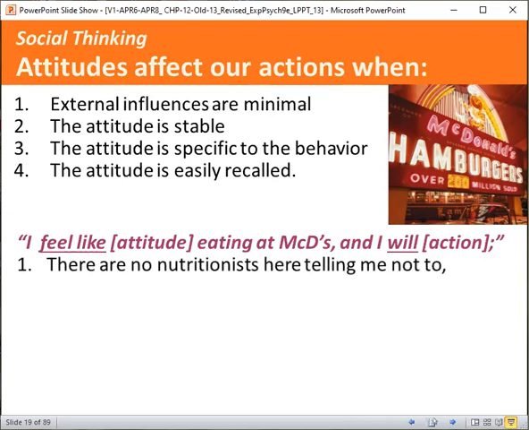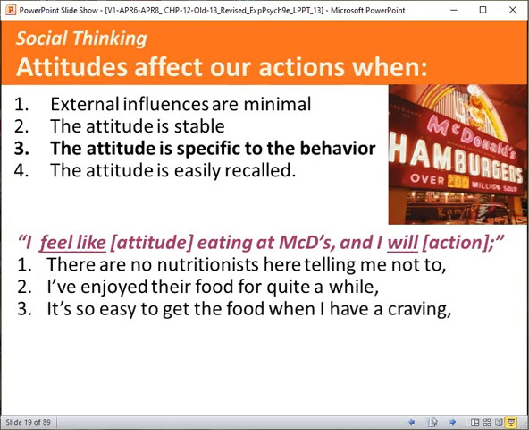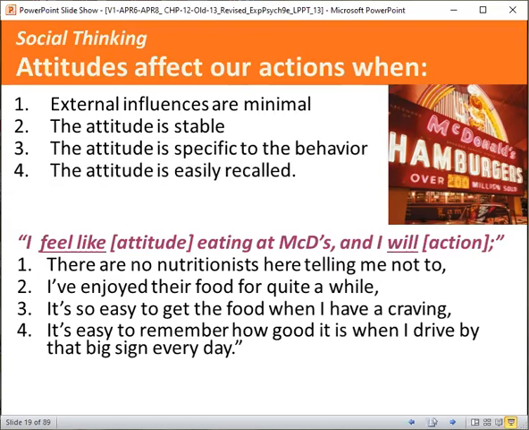That means there are no nutritionists there telling you not to eat this high-calorie junk food. The attitude is stable. I've enjoyed their food for quite a while, so this is something that is not new to you. It's a stable attitude. The attitude is specific to the behavior. It's so easy to get the food when I have this craving. And four, the attitude is easily recalled. It's easy to remember how good it is when I drive by that big sign every day, when you see those golden arches shaped like an M. All right. So this is when our attitude is most likely going to affect our actions and influence, obviously, our behavior.